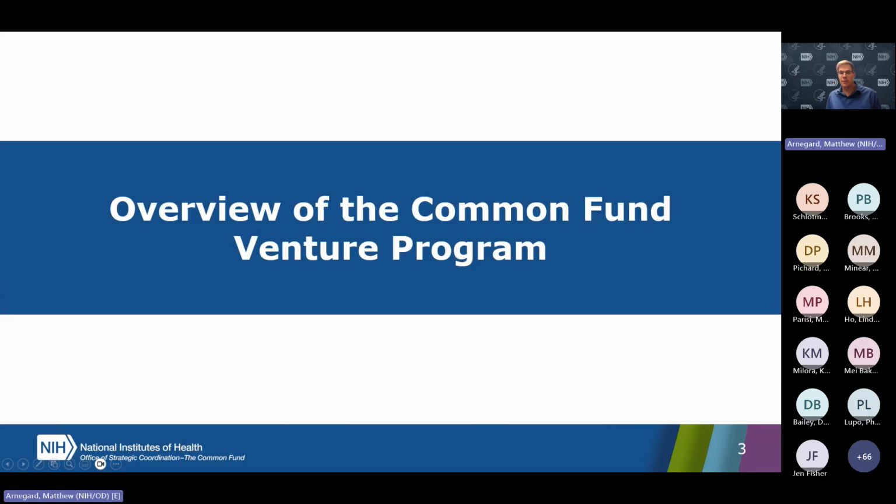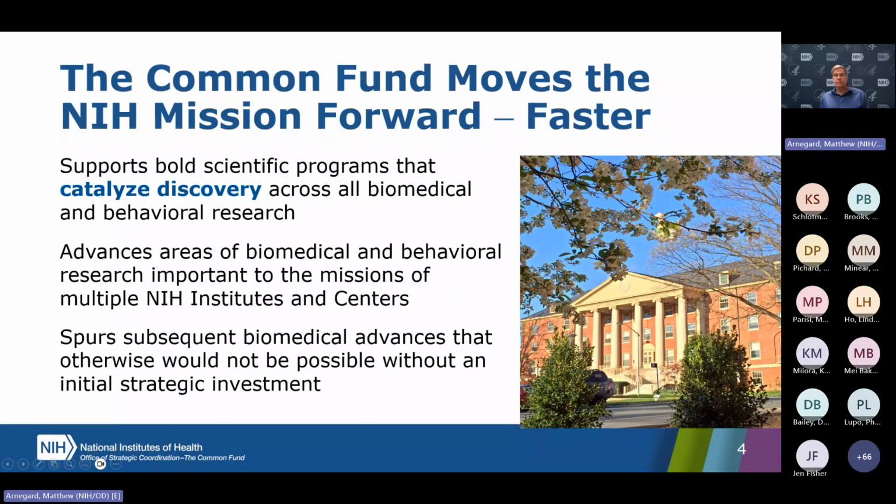So let's start with an introduction to the NIH Common Fund and the Venture Program. NIH Common Fund moves the NIH mission forward faster. It does this by supporting a series of bold scientific programs, each of which is designed to catalyze discovery in an area of research relevant to the NIH mission. These areas of research supported by the Common Fund are cross-cutting rather than focusing on one disease or organ system, and they advance the missions of multiple NIH institutes and centers. Common Fund programs are designed so that each program will spur subsequent biomedical advances that otherwise wouldn't be possible without our strategic investment.